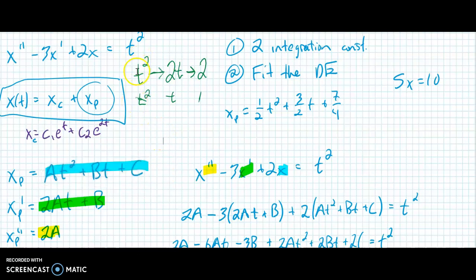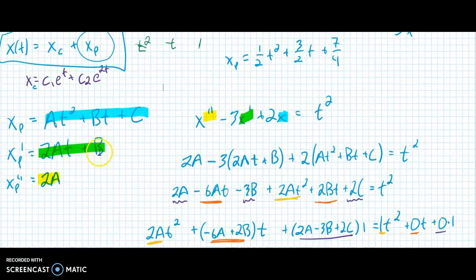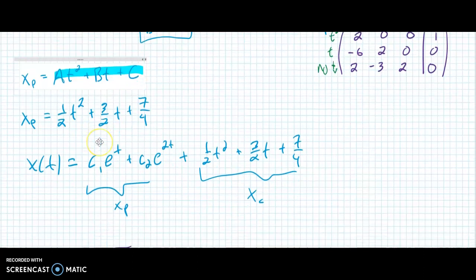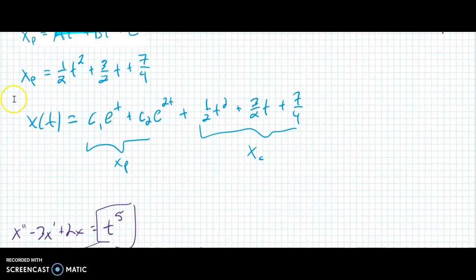Well, the process was derive until the thing either goes away, goes to 0, or until it repeats itself. So we're going to do a couple more. Let's see, right here. All right, same left-hand side, x double prime minus 3x prime plus 2x, but equals t to the fifth. What do you think we would do for that?